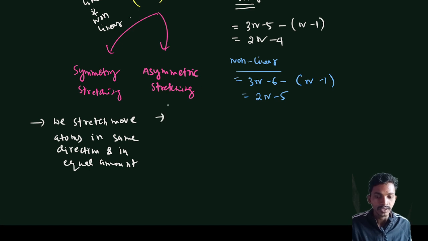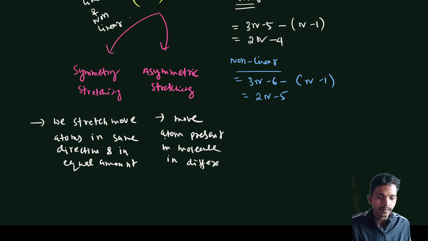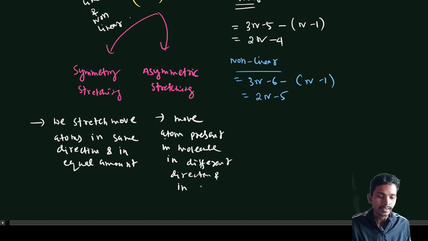And for asymmetric stretching, we stretch or move atoms present in the molecule in different directions and in different amounts. That is called symmetric stretching, and this is called asymmetric stretching.